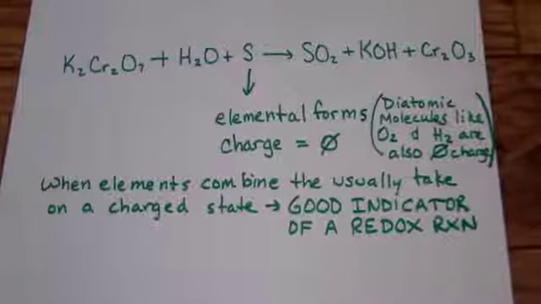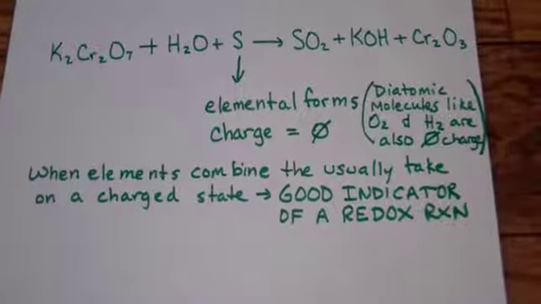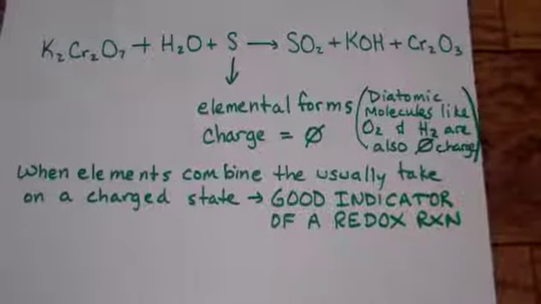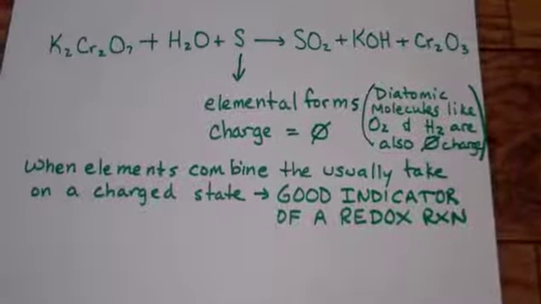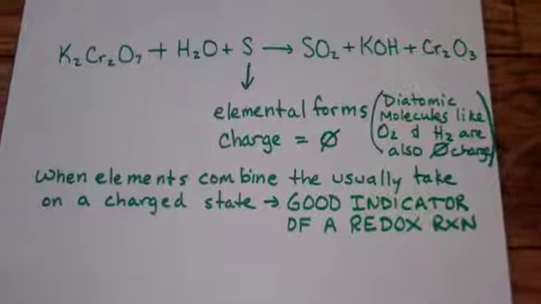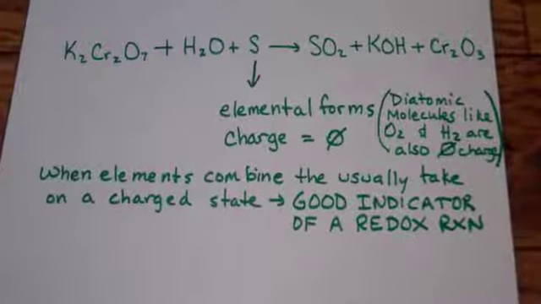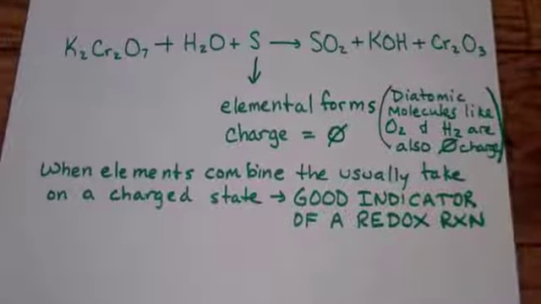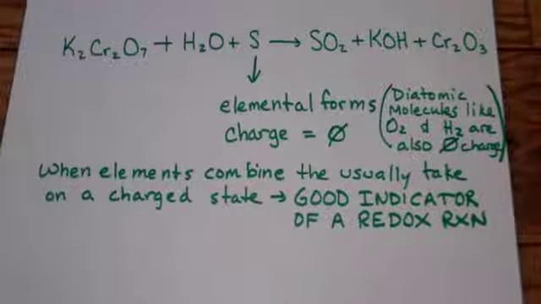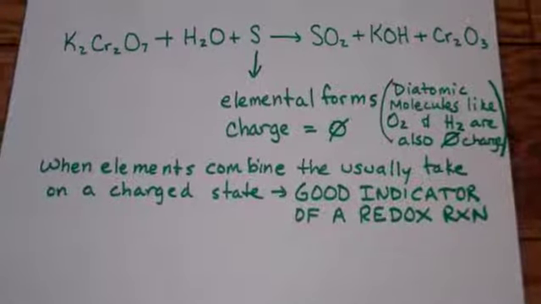So remember, when you're looking at your equations, if you've got any diatomic molecules, like O2 or H2, their assigned oxidation number is also going to be 0. So that's one way that you can recognize when you have redox reactions. Typically on one side of the equation you're going to have an element in its elemental form, and on the other side of the equation you'll have the element in combination with another molecule.